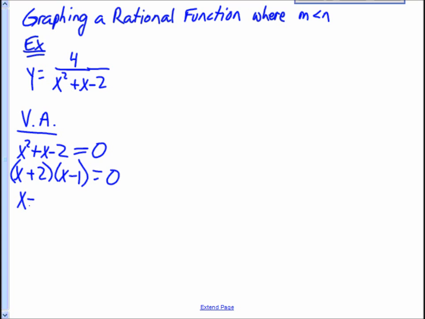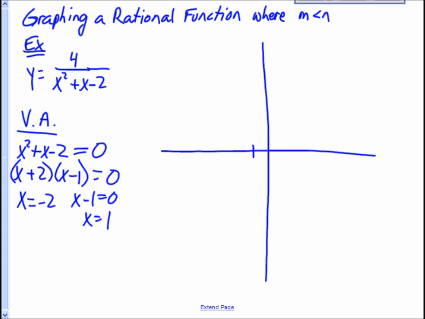You say, oh, okay, -2 and 1. So you go ahead and put that on your graph. At -2, I'm going to have a vertical asymptote, and at an x value of 1. So there are my two vertical asymptotes. That's where your x value is undefined, so this is really going to affect your domain. Now the second thing you want to look at is your horizontal asymptote.